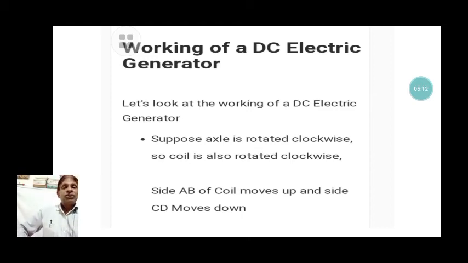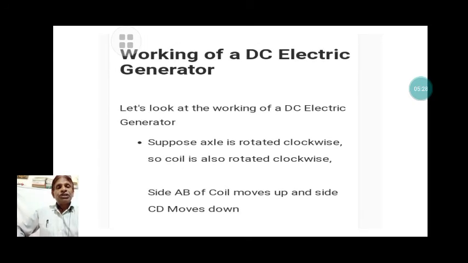Now we get the current in the coil. The current produced in the coil flows from A to B and from C to D. These ends are connected to the external brushes, and the current comes out in the external circuit from Q to P.